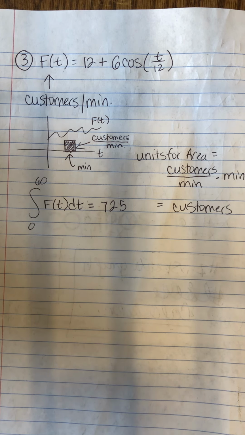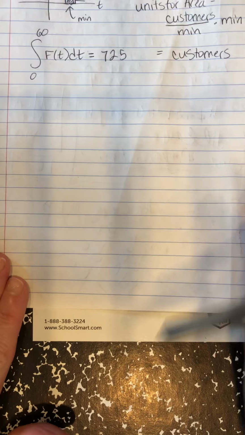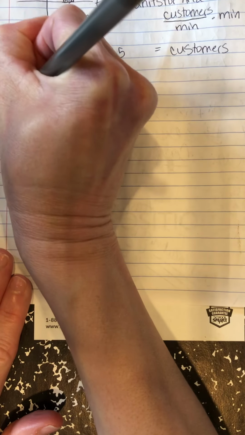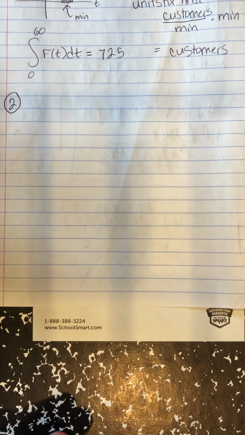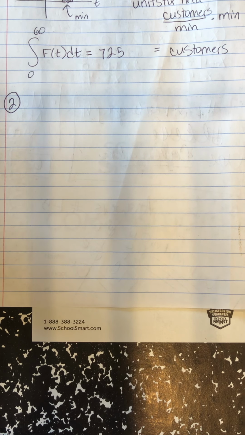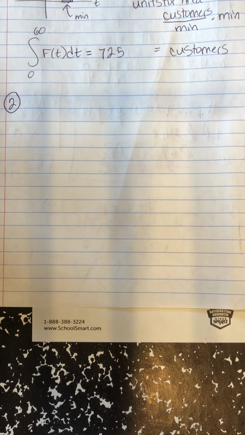It's always going back to those basic definitions. All right, so now let's work our way back to number 2. So number 2 said the data for the acceleration of a car from 0 to 15 seconds are given in the table below. If the velocity at a time of 0 is 5 feet per second, which of the following gives the approximate velocity at a time of 15 using a trapezoidal sum?